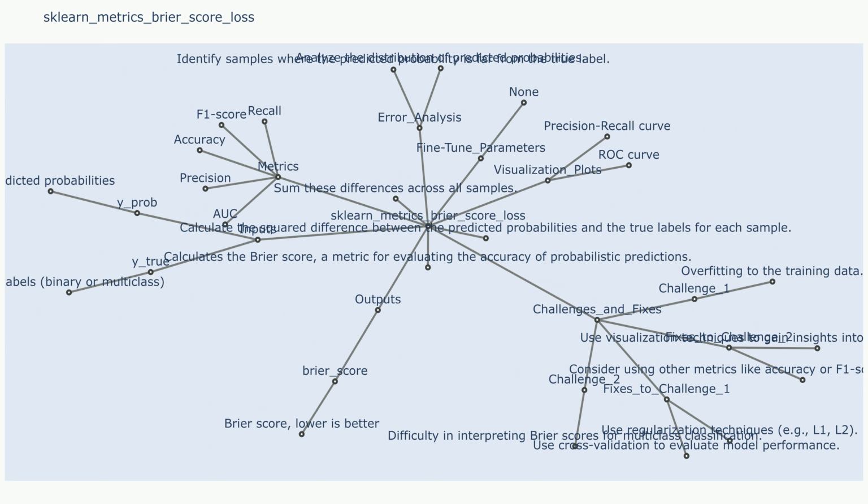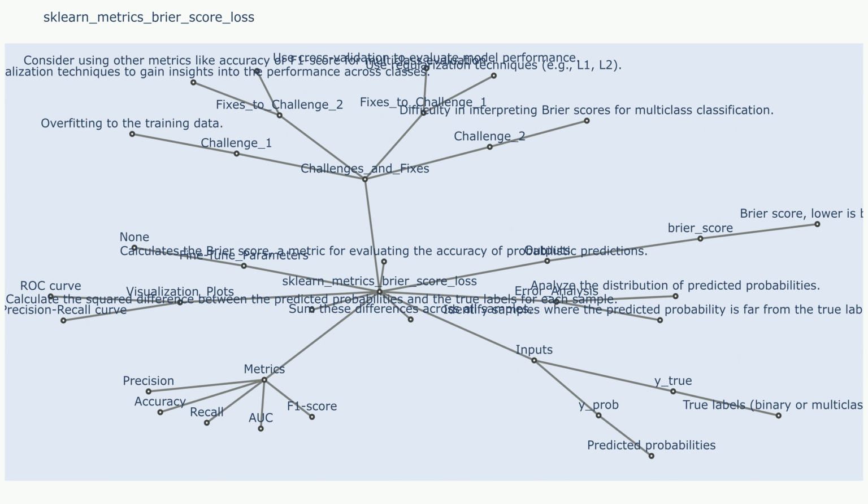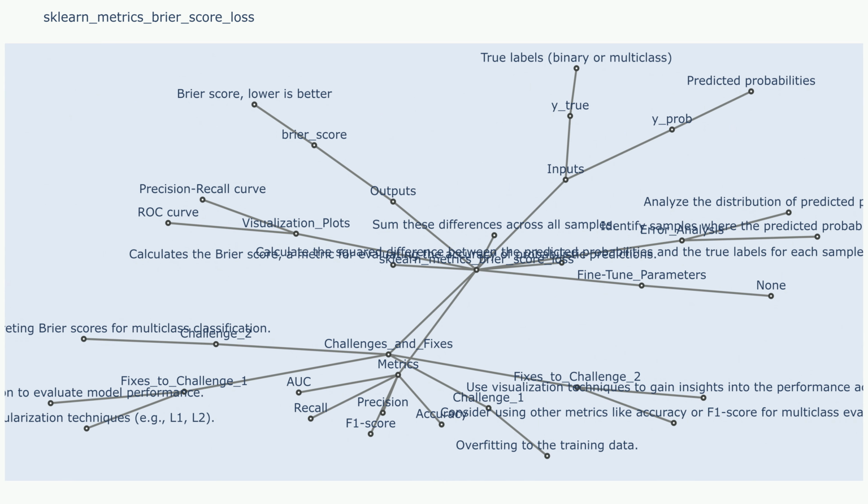The Brier score is sensitive to class imbalance. In imbalanced datasets, the score may be dominated by the majority class. Sample use case that resulted in challenge 2. A dataset where the positive class is much rarer than the negative class.